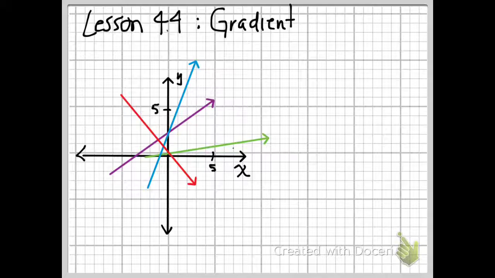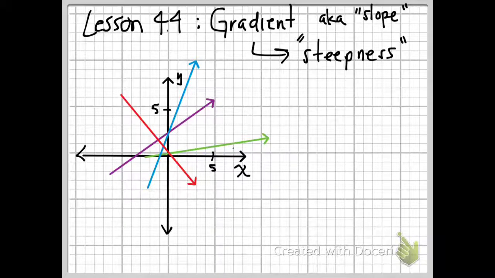Gradient is what we're talking about here. We're talking about the steepness of a line. Now, gradient is also sometimes called slope. So if I slip up and say the word slope, don't get confused, it's just the same thing as gradient, okay?